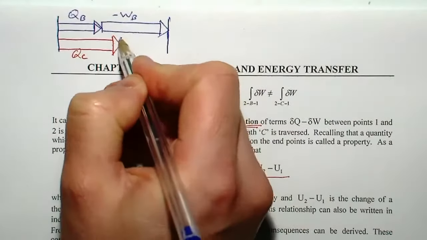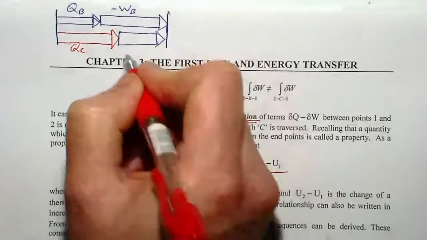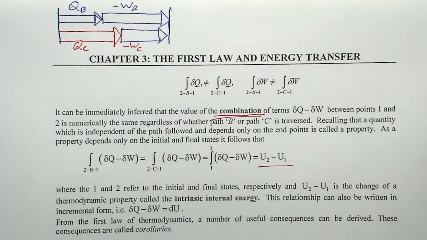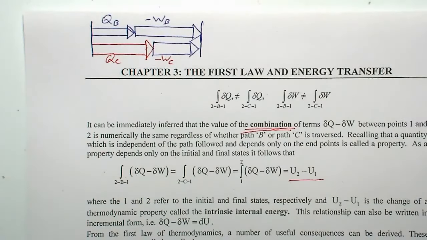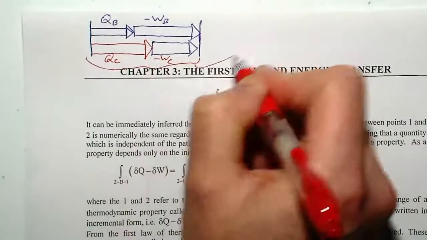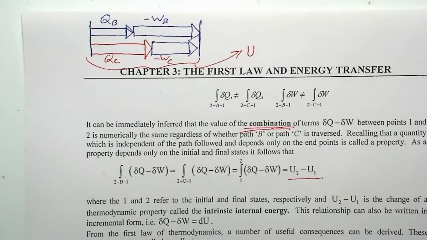And this much, minus WC. I should have done this in red, but anyway. So what I mean is that individual components of heat and W might be different for those two routes, but when you combine them and you add them up, this magnitude is the same. And that magnitude actually is what we represent as the internal energy U. Does it make sense? Okay?